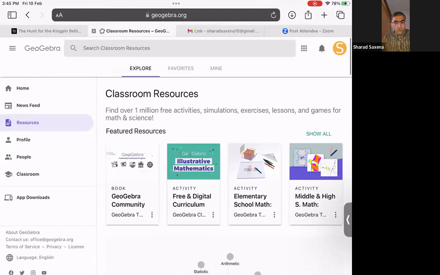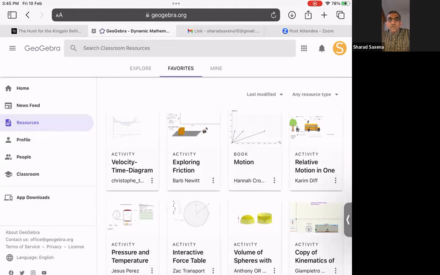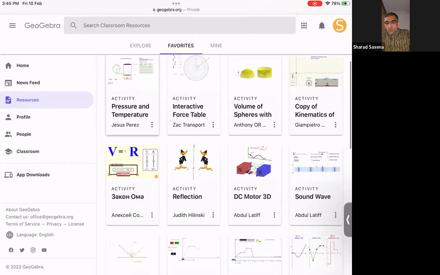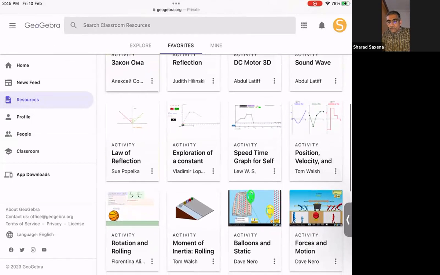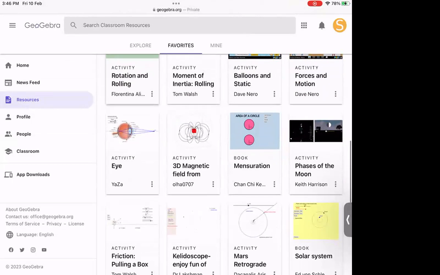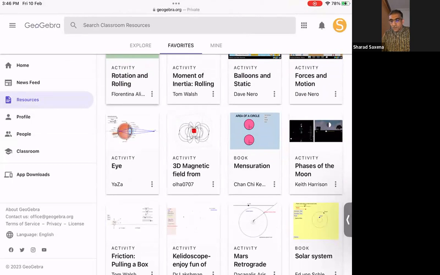I'll not spend time telling you about this, but I also didn't make anything. I didn't learn GeoGebra. I actually selected a few and put them in my favorites. And here are my favorites, because I was teaching laws of motion, pressure, something on kinematics, sound. So I've made them favorites. Can you show one of these, Sharad? Rahul, I'm coming to that. Sure. And you will find it amazing.